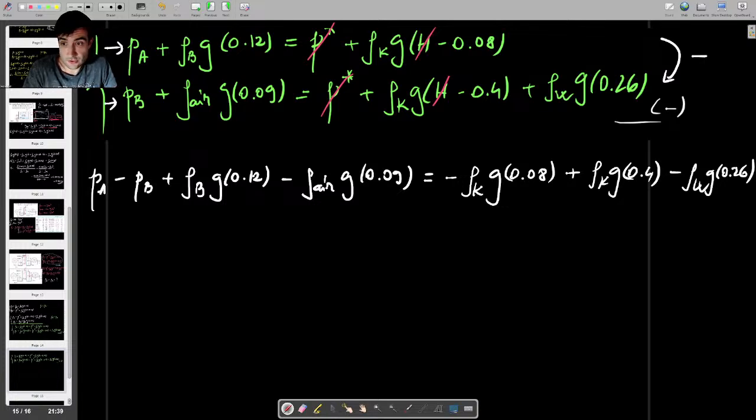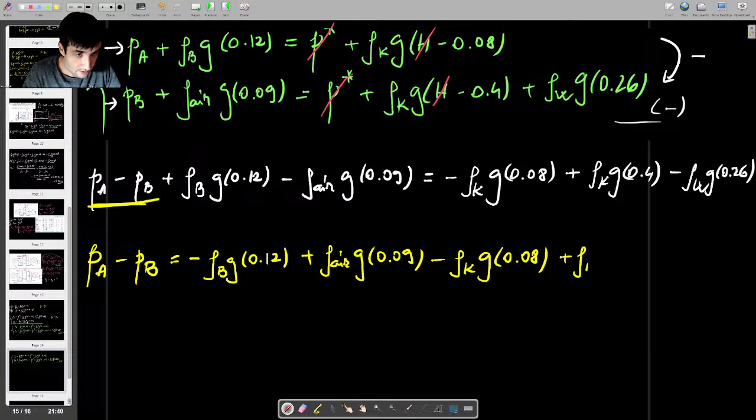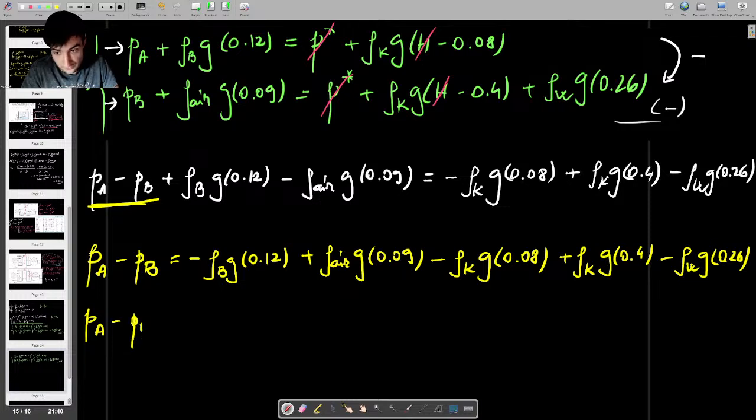And I know everything at this point, except PA minus PB. So if I keep PA minus PB here, let's see what we get. Yeah, I have all the fluid densities and all the heights go on the other side. So we have density of the benzene G 0.12 and then plus density of air G 0.09 minus density of the kerosene G 0.08 plus density of the kerosene G 0.4 minus density of water G 0.26. Okay, so now we can plug the numbers in, or the rest of the numbers.